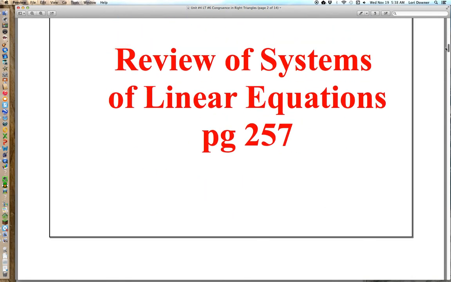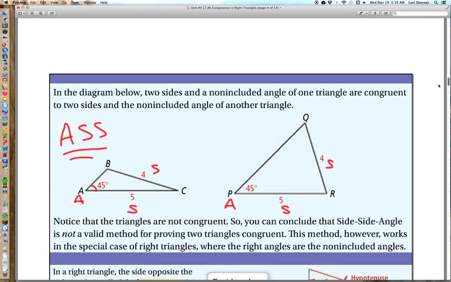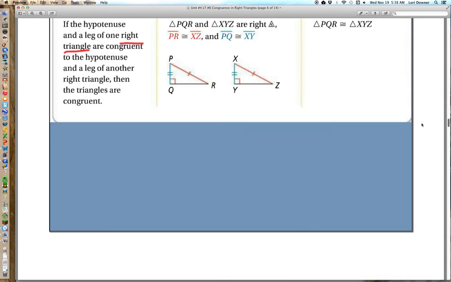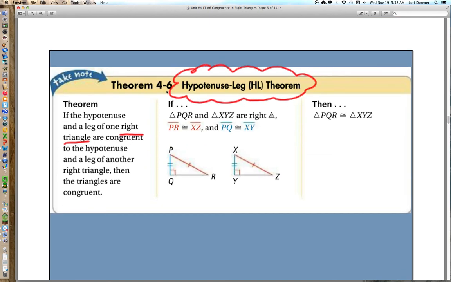We are not going to review systems of linear equations. That is going to be with honors. And we're going to skip a few slides. We're going to add to the goldenrod sheet right now. We're going to add Theorem 4.6, Hypotenuse-Leg theorem.